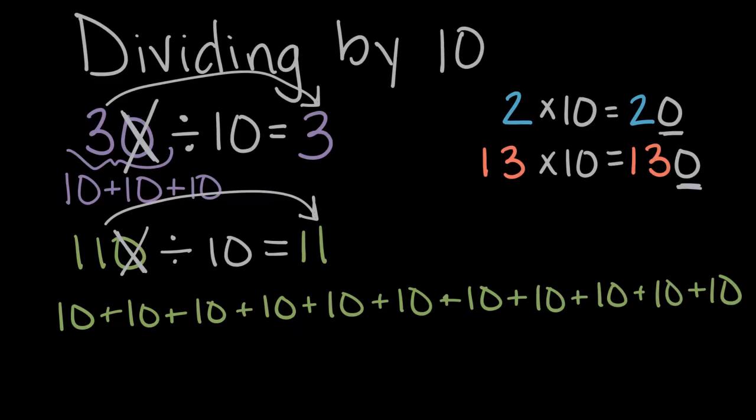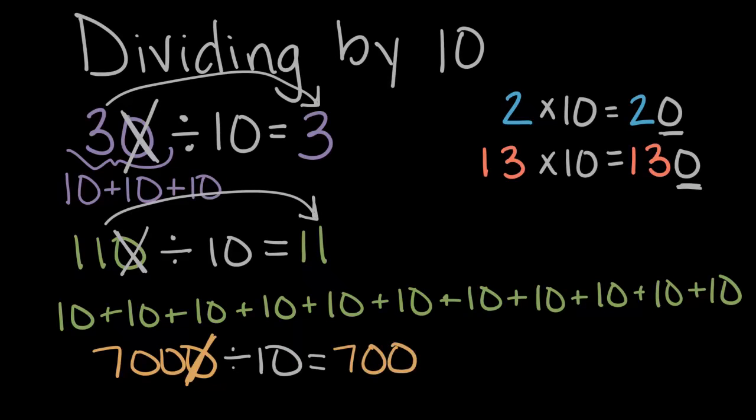So knowing that pattern, let's try one more, maybe one where we don't work out all the tens, but just try to use the pattern to solve it. If we had something like, say, 7,000 divided by 10, well, our solution is going to be 7,000, but with a 0 taken off of the end, because we're dividing by 10. So instead of 7,000, we would have 700. 7,000 divided into groups of 10 would be 700 groups of 10. So our solution is 700.